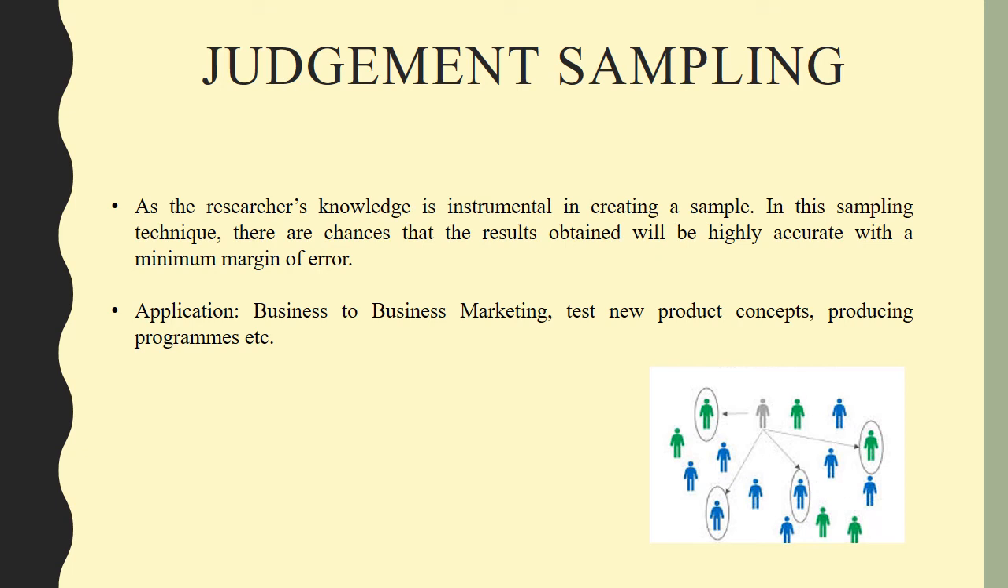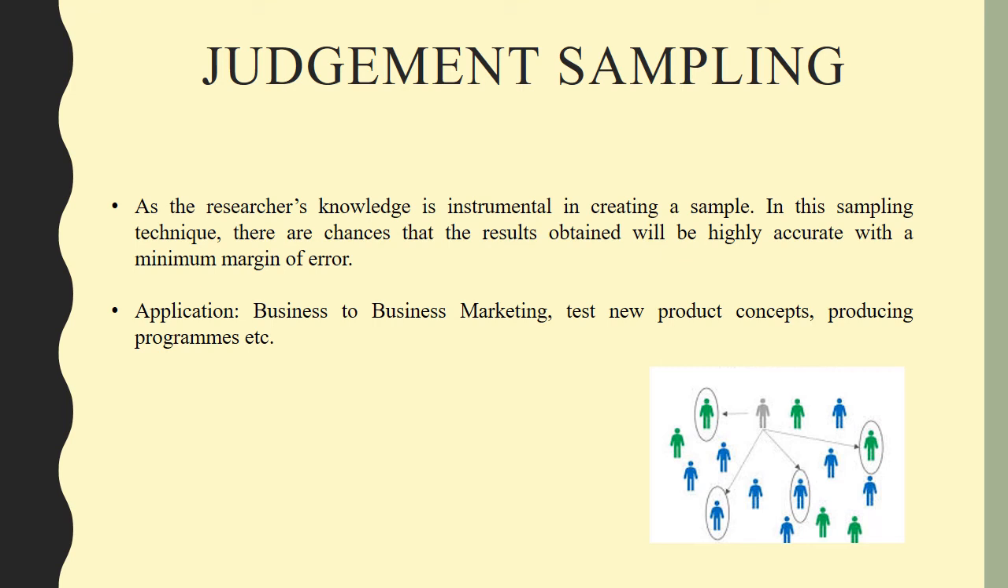As the researcher's knowledge is instrumental in creating a sample, in this sampling technique there are chances that the results obtained will be highly accurate with a minimum margin of error. For example, a company wanting to launch a new product may use judgmental sampling for selecting experts who have prior knowledge or experience of similar products, right? So a focus group of such experts may be conducted to get valuable insights.